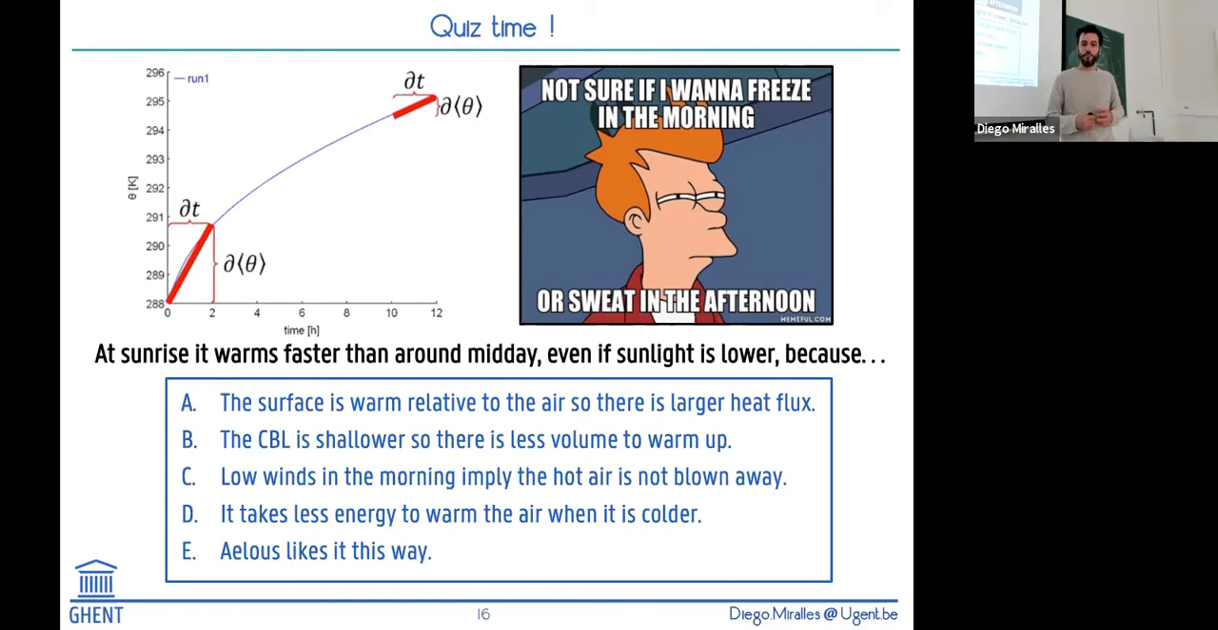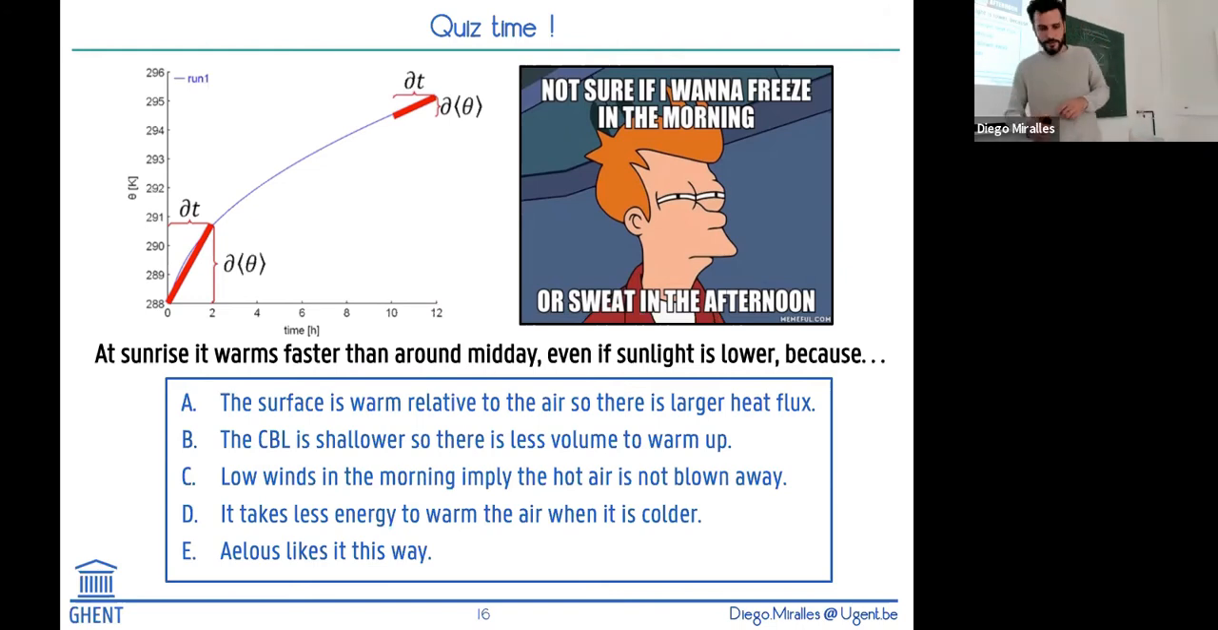It takes less energy to warm the air when it's colder. This is not total nonsense, it's true. Actually, it's not a reason because it's just a small effect, but it's true that the specific heat depends on temperature. And it takes a little less energy to warm the air by 1 degree when it's colder. So specific heat is actually a little lower when it's cold, right?